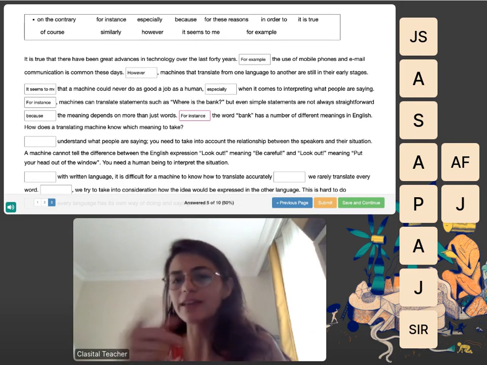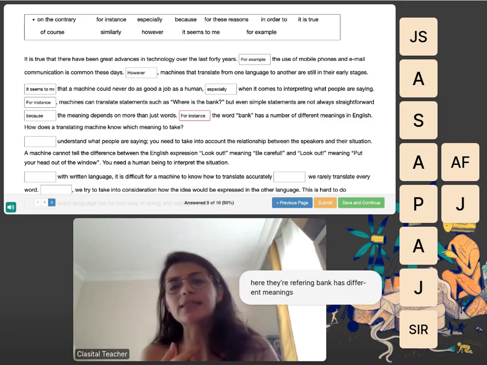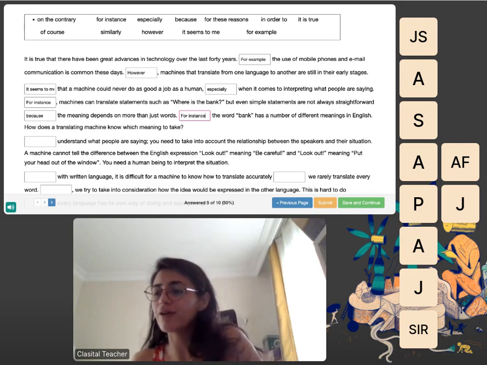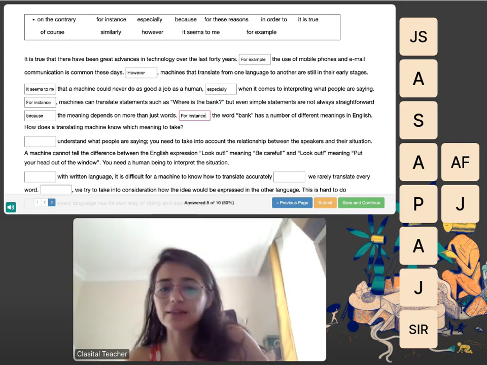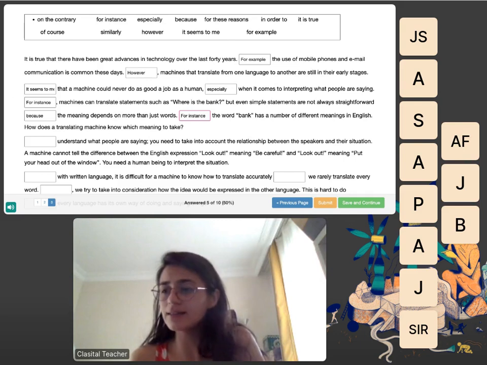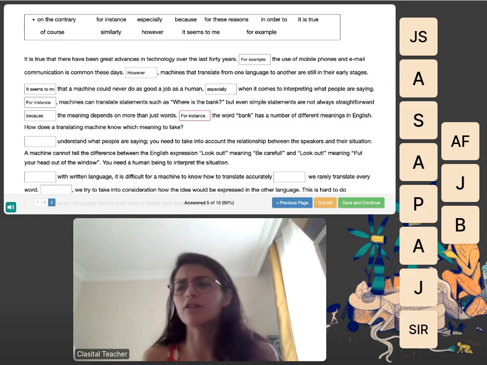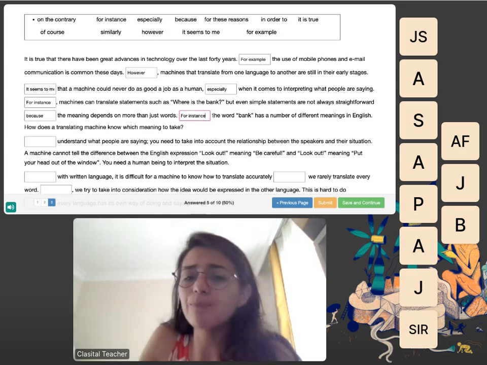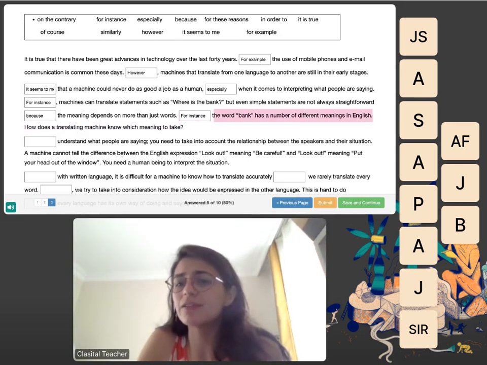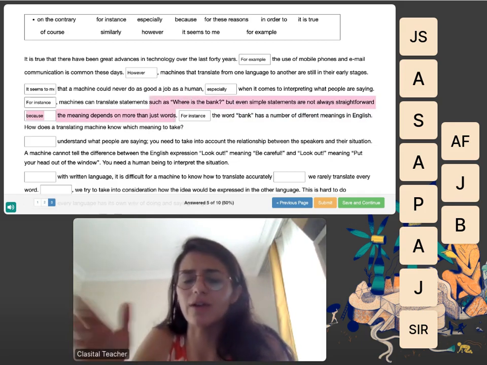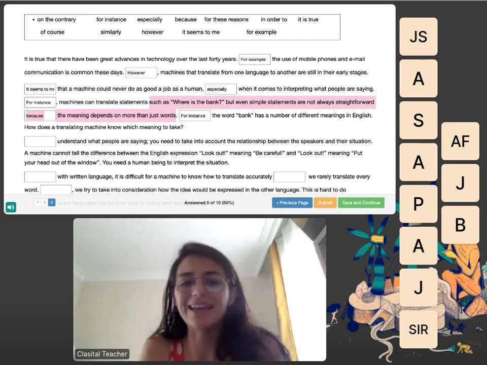But let's come back to for these reasons, because I don't think it can be used here. Here they're referring to bank has different meanings. So, why do you think we cannot use for these reasons? I'm asking all of you. So basically, the word bank does not have different meanings because some meanings have more than one word. Sorry, more than one meaning.